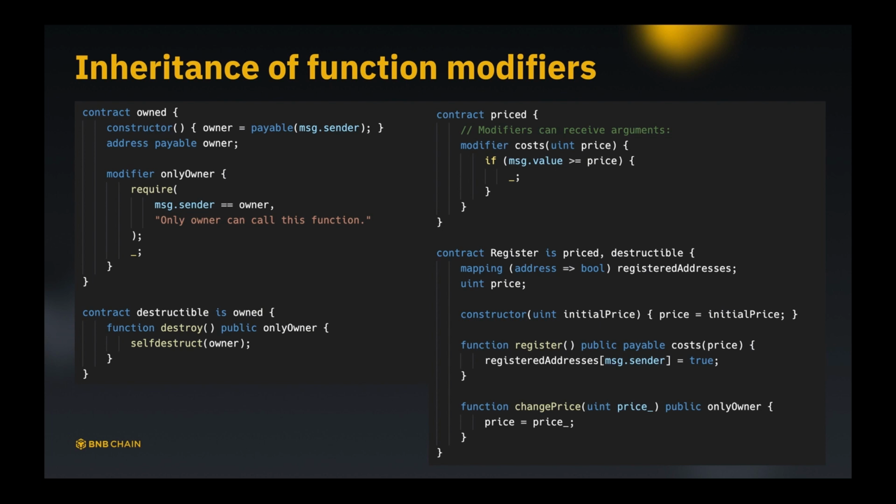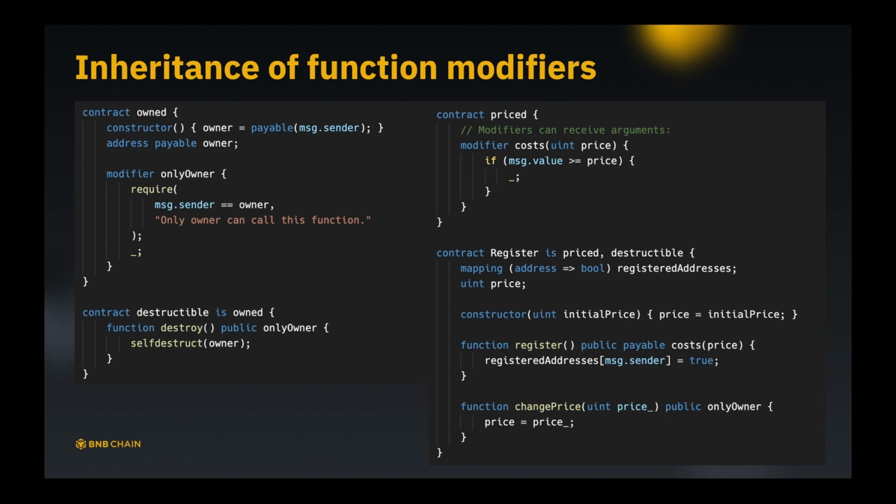Finally, we get a huge inheritance example, the contract register. It is both priced and destructible. So as we said, multiple inheritance is possible in Solidity. It has a registered mapping from address to Boolean. It has an unsigned int price. Upon construction, it will take an unsigned int initial price and set price accordingly. Then it can do two things. One, it can register an address. In order to register that address, message.sender, somebody who wants to get registered, needs to pay enough money.